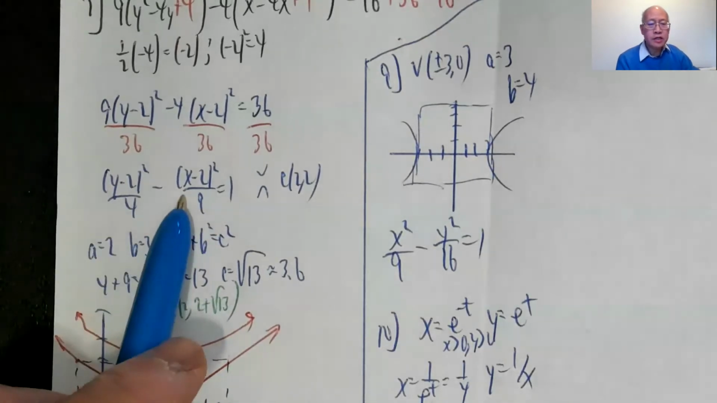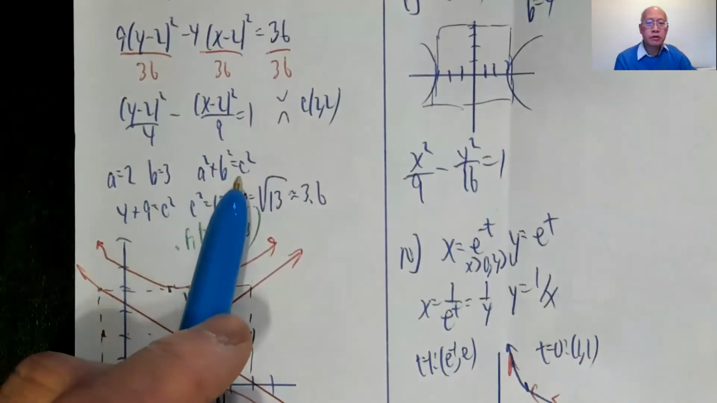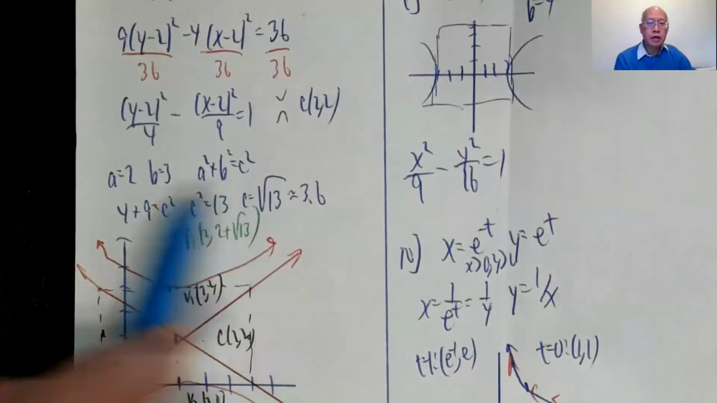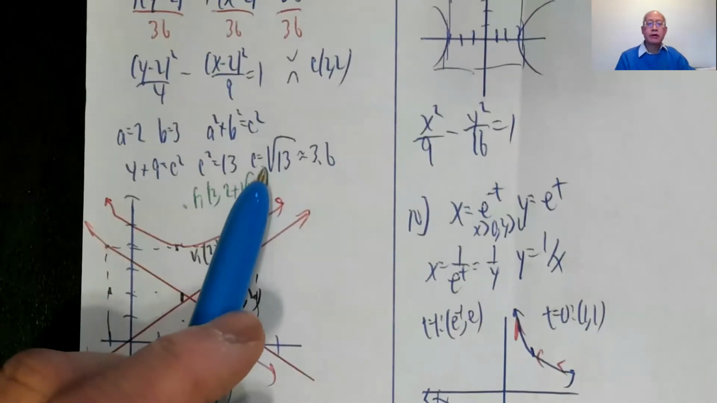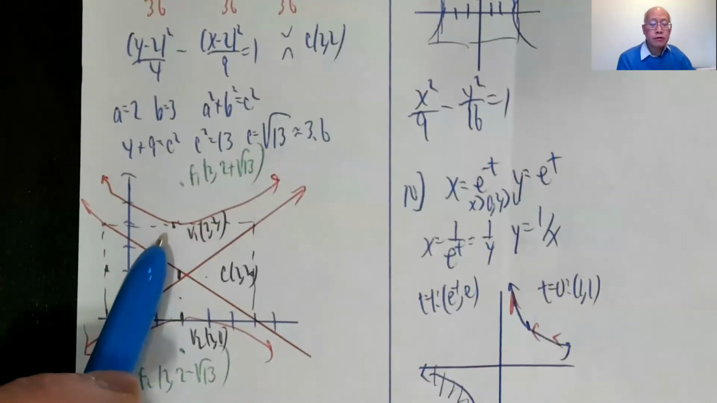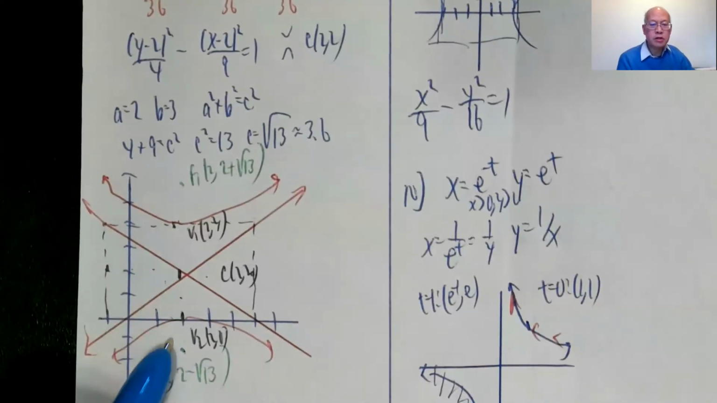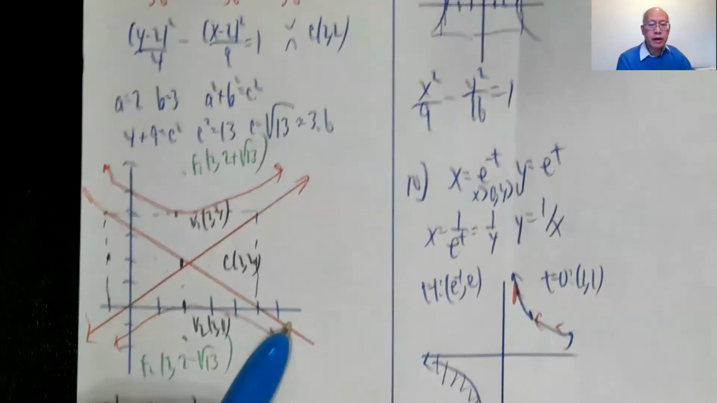y positive, x negative, so it goes up and down. Center is (2, 2). a is 2, b is 3. a squared plus b squared equals c squared for the hyperbola. 4 plus 9 is c squared. c squared is 13. c is radical 13, which is about 3.6. So center is (2, 2), up and down 2. So vertex 1 is (2, 4). Vertex 2 is (2, 0). I go 3 to the left, 3 to the right. Draw my box.